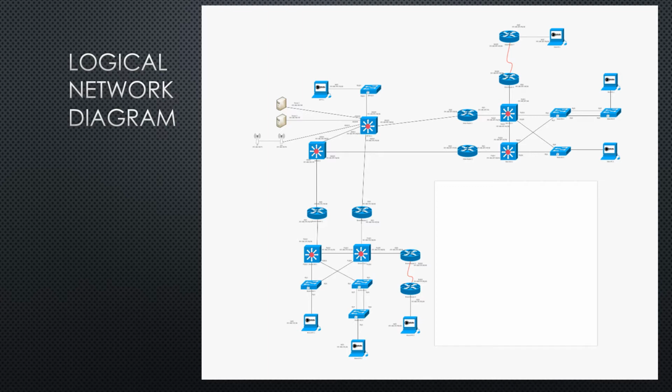Our logical network diagram is as shown. On the top right is the main portion of the network. The top left portion is the ISP section of the network, and the bottom left portion is the branch section of the network. This diagram was completed in Visio and was a huge game changer when completing our project.